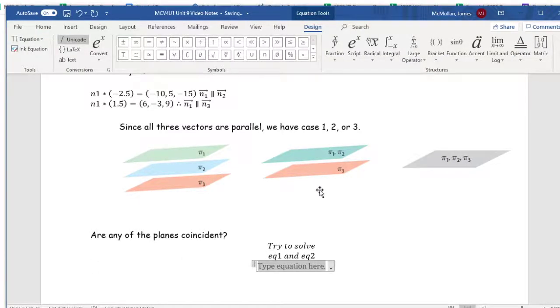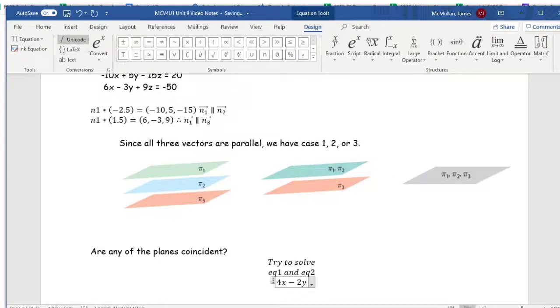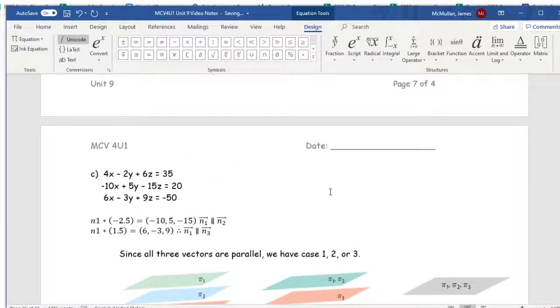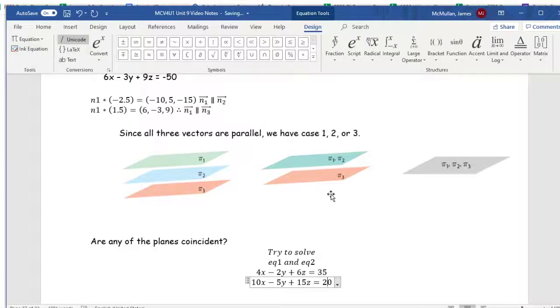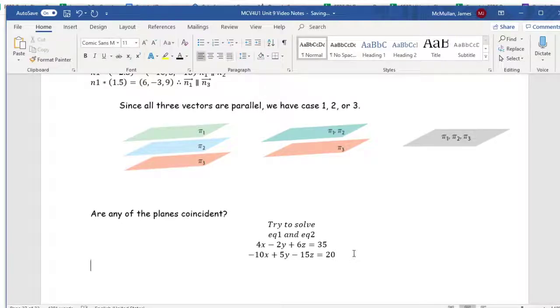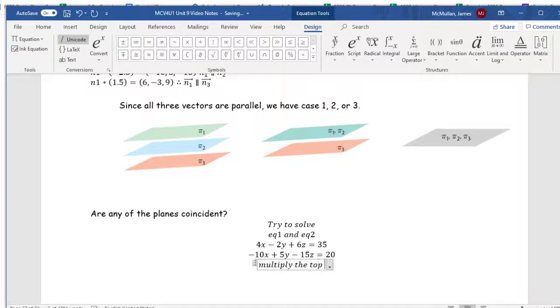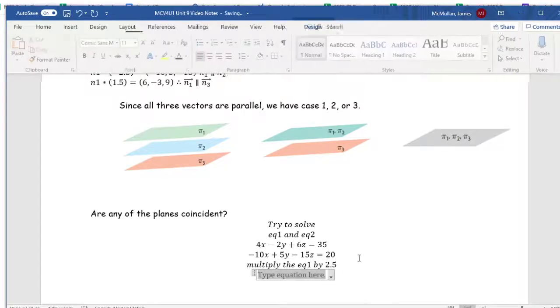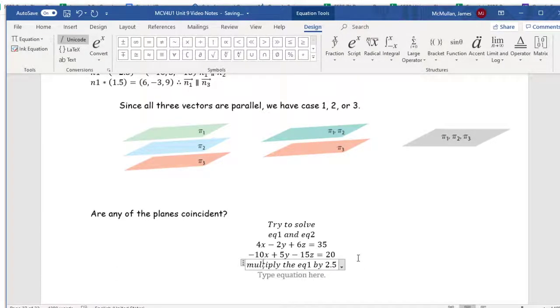So EQ1 is 4x minus 2y plus 6z is 35. And EQ2 was 10x minus 5y plus 15z equals 20. That should be minus 15z. And it should be positive there and negative there, right? Okay. Now if you try to solve this, we'll multiply the EQ1 by 2.5 since we already did that. Sorry, by negative 2.5.